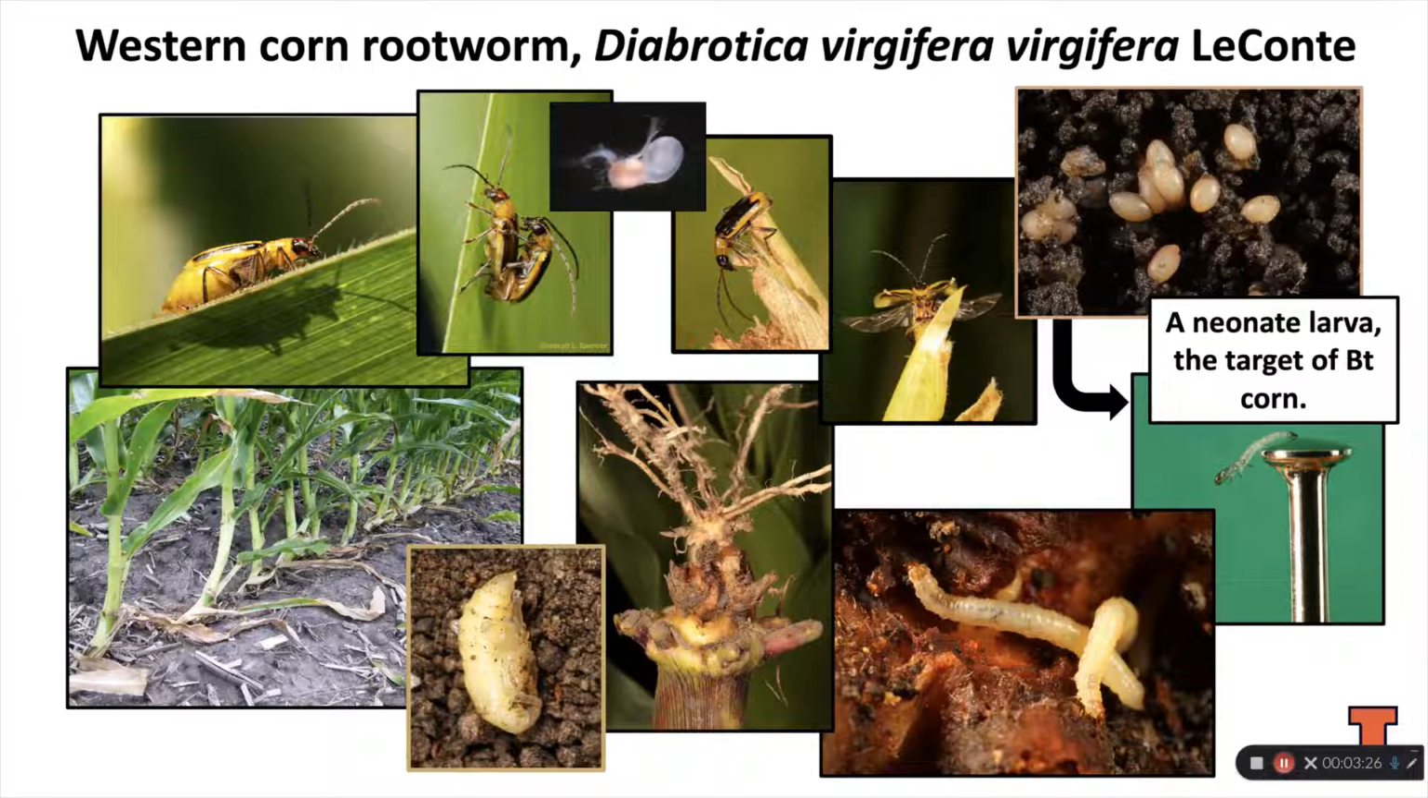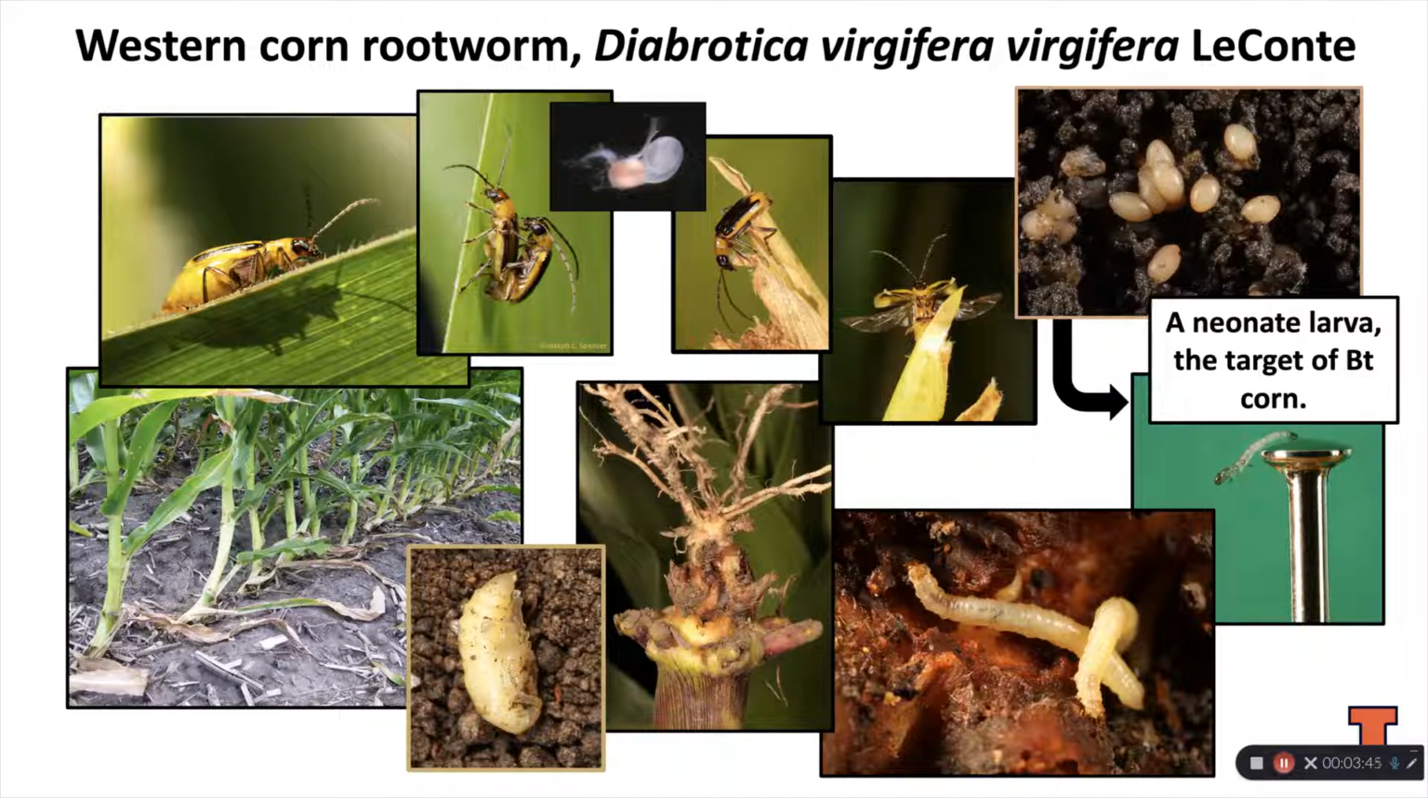If they're successful and make it to the root, the following 2 larval stages, the second and third instar, will also feed on the roots, and they may tend to feed within the roots. The final third instar causes the most damage to corn plants. They're shown here at the bottom.